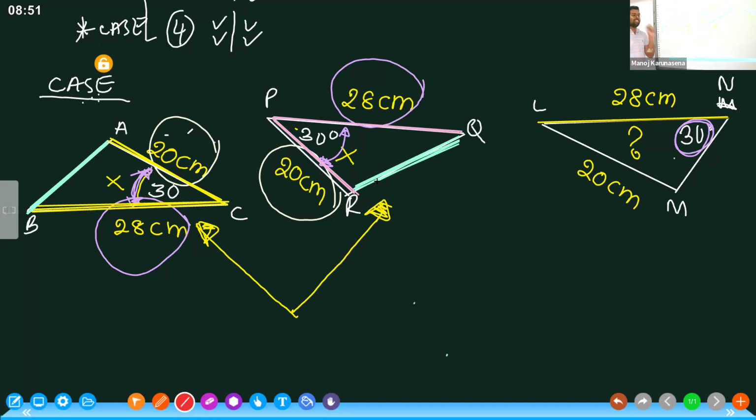නෑනේ? Right. So this case we are calling it as SAS case. ඒ කියන්නේ side angle side. The word included is very important. Two sides and included angle of one triangle equals two sides and the included angle of another triangle, then the two triangles are congruent to one another. Clear enough?